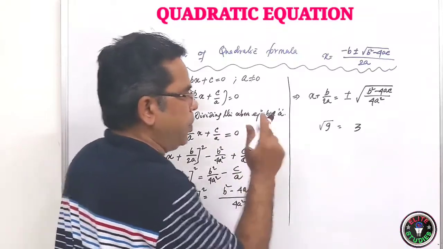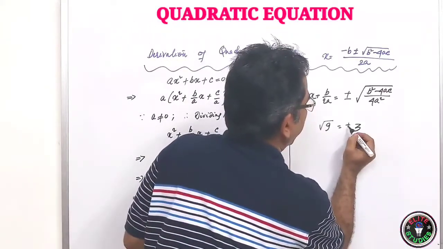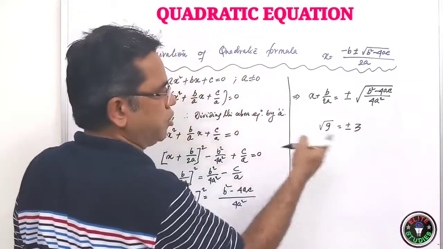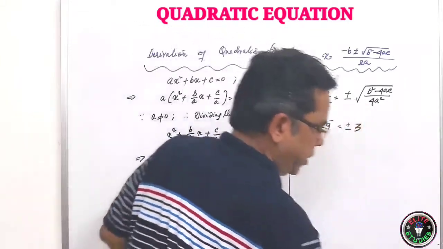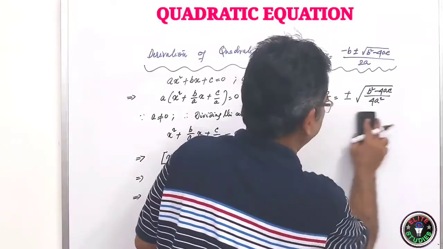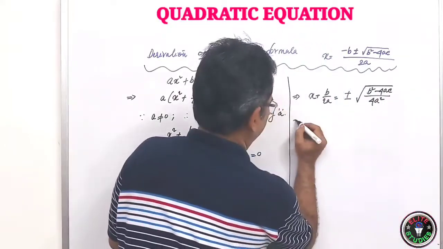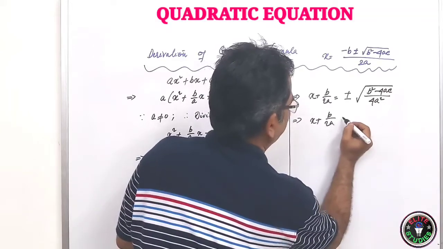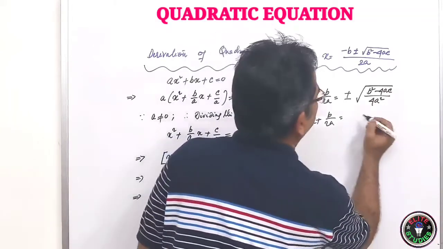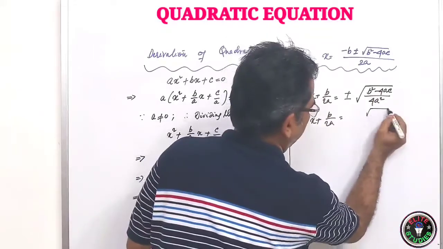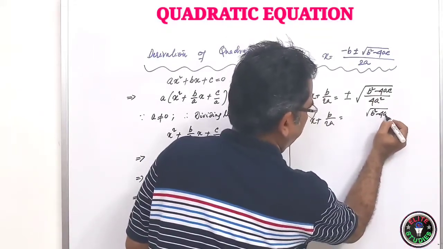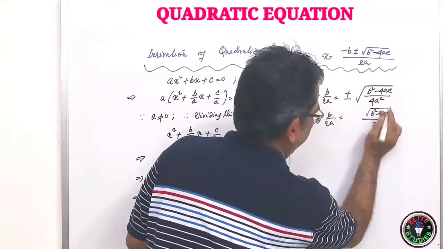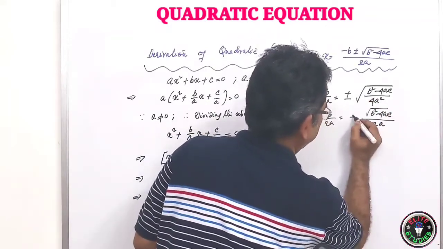It is not wrong, but it is not complete, because you always write plus minus 3, because plus 3 into plus 3 is also 9, and minus 3 into minus 3 is also 9. So therefore we take the root as plus minus. So now here, x plus b by 2a is equal to root over of b square minus 4ac by root over of 4, which is 2, and root over of a square is a, plus minus.